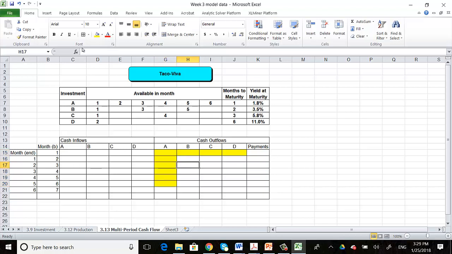Then B, it's every other month. C, I believe it's 4 months: 1, 2, 3, 4. This is the 4th one. D, we only have 1. So those are our decision variables. We shaded them in this way.